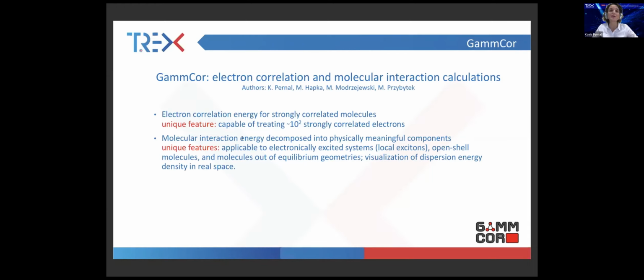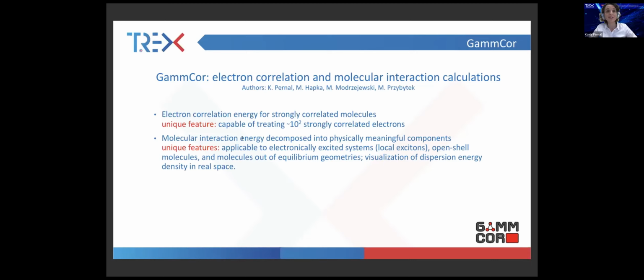Let me first talk about two main functionalities of the code. One is the electron correlation energy calculation, and this is dedicated to strongly correlated molecules. The unique feature is that we can treat 10 to roughly 100 strongly correlated electrons, which is quite a lot, in up to 1000 basis set functions. And we have developed a unique method for computing dynamic correlation, which can be combined with a full CI, DMRG solver or CASSCF solver. I will talk about it later.